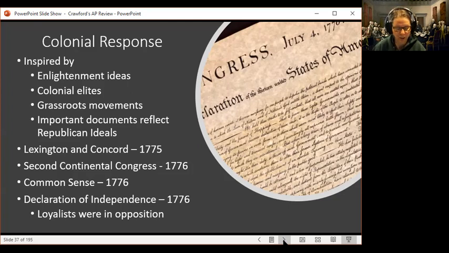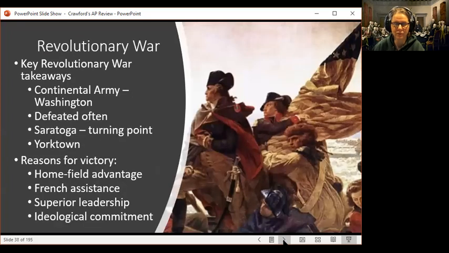People are still loyal to the British and do not think that this is a good idea at all. And so then we have some key things starting to happen, obviously, with the Revolutionary War. So when we look at the key takeaways, overall, if we just take a look at what's happening with the Revolutionary War, please remember there is the Continental Army. It is obviously taken over by Washington.